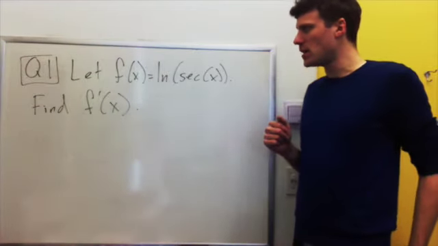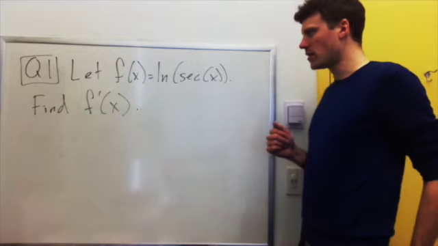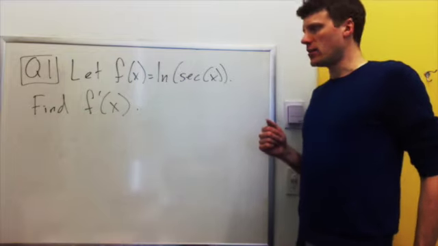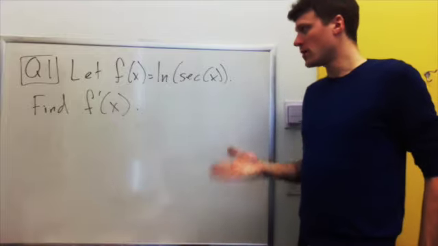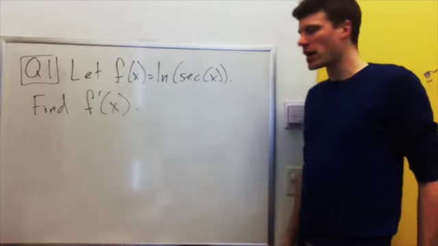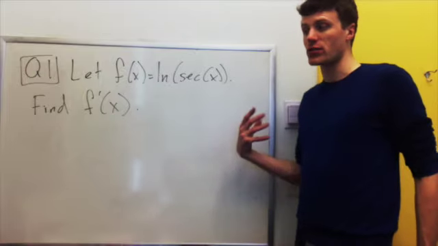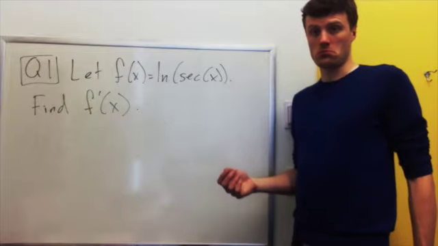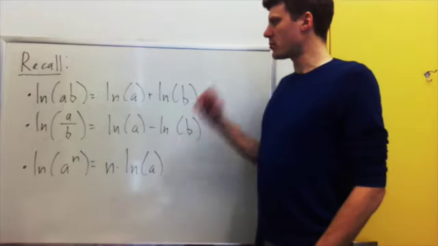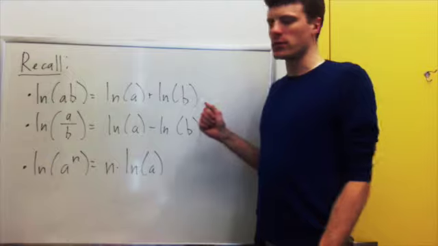Let f of x be the natural log of secant of x. Find f prime of x, and please simplify your answer. Make it look as nice as you can, preferably writing it as just a couple of trig functions, maybe even just one. Now I would like us to recall some properties of logarithms.